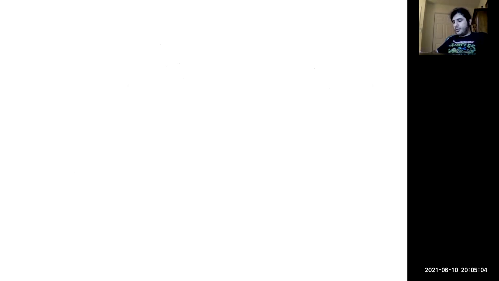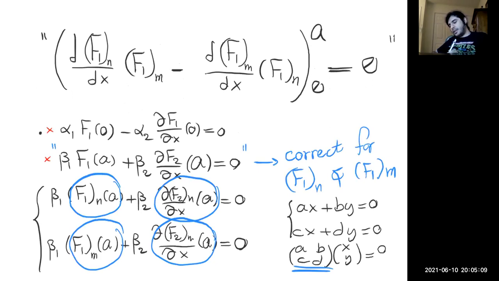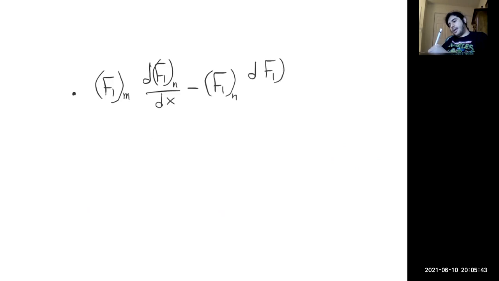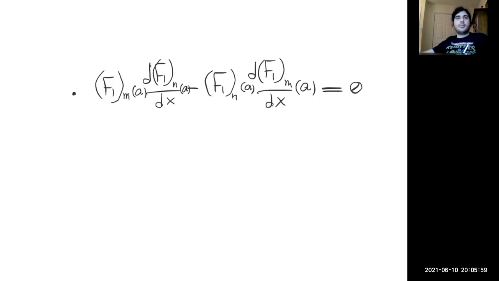Going back to our equation, it means the determinant of the matrix formed by these elements here should be equal to 0. The elements here, one of them, the other one is this one, the other one is this one, and the other one is this one. The determinant of the matrix formed by these things should be equal to 0. So it tells us that F1m dF1n dx minus F1n dF1m dx, this is the determinant at the point A, everything is written at the point A, should be equal to 0. This means that the determinant of the matrix we had there should be equal to 0.